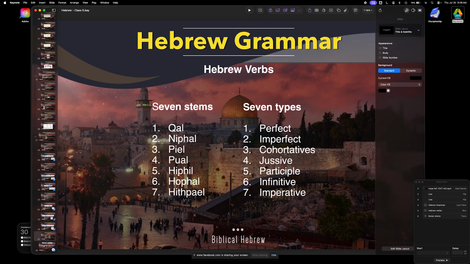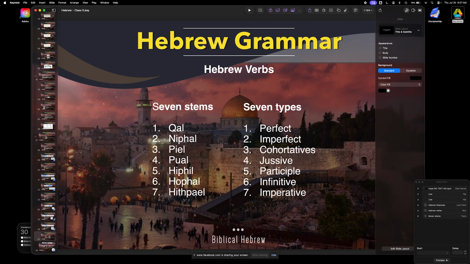You have your cohortative and your jussive. What's a cohortative? Cohortative shows desire. It's like, I really want to do something. And we were in the book of Isaiah chapter 43 last night, and the Lord said, remember me. It's a cohortative. He really wants us to remember him. It's not something kind of lighthearted. It's a passionate statement. Please remember me. I really want you to remember me. That's a cohortative.